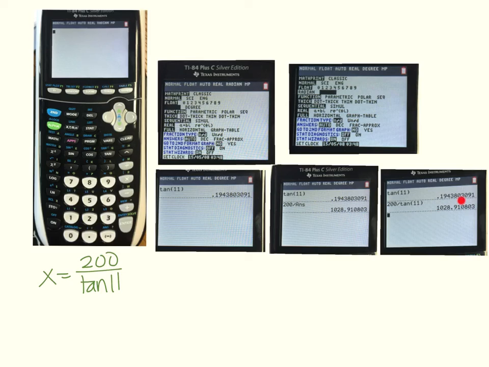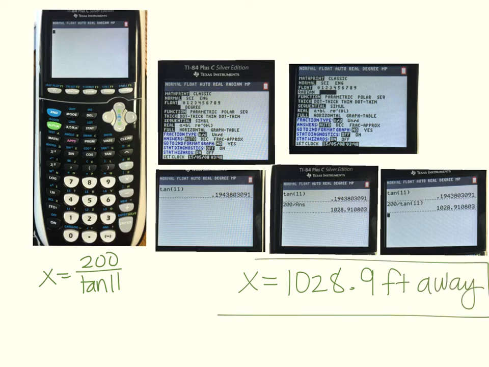So we found that x is equal to 1028.910803, and that's not what we want. So we want x to be 1028.9. Now don't forget our unit. Before we talked about 200 feet tall, so that means that we're over 1,000 feet away from the lighthouse. So this would be your final answer, something like 1028.9 feet.